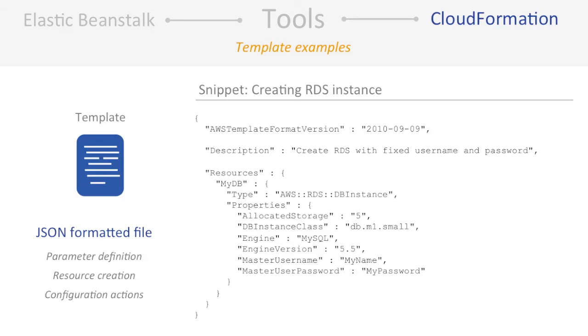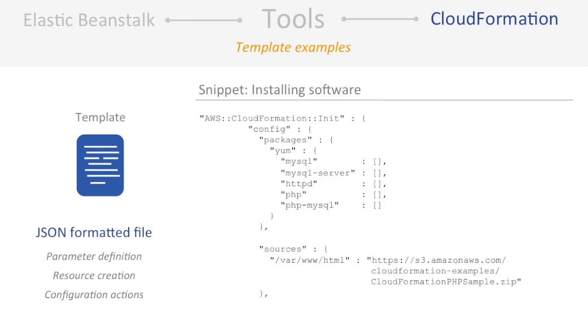Likewise, I could create a resource. So here I'm creating an RDS instance, and I'm creating a database instance of size M1 small of engine MySQL with a master username and password. Now they could have been properties that are parameters that I gathered using this previous example to drive the username and password. And then I can also configure resources.